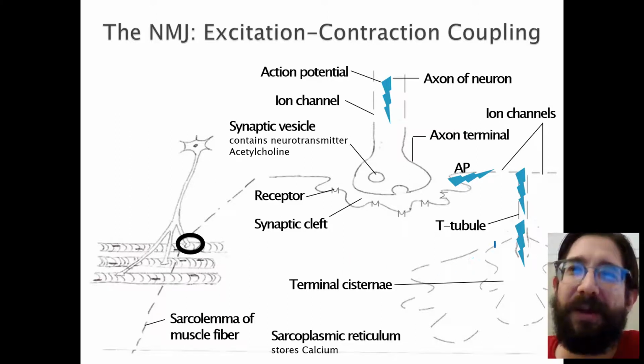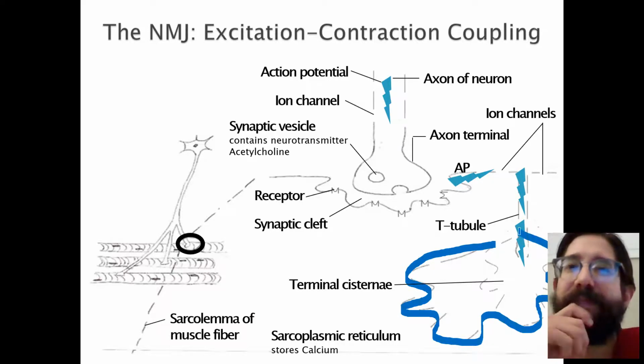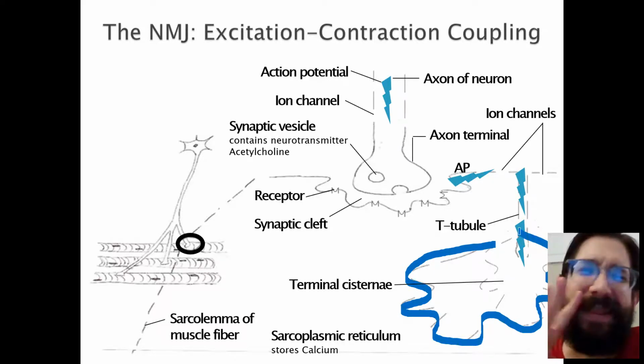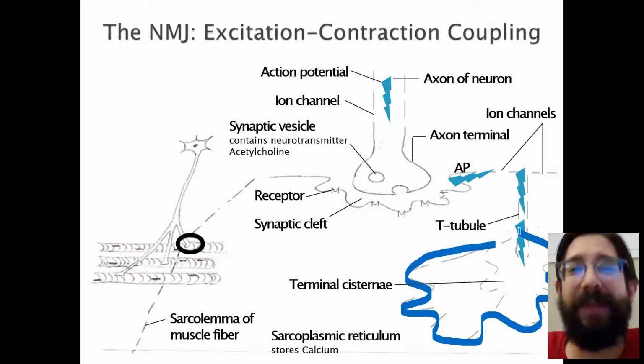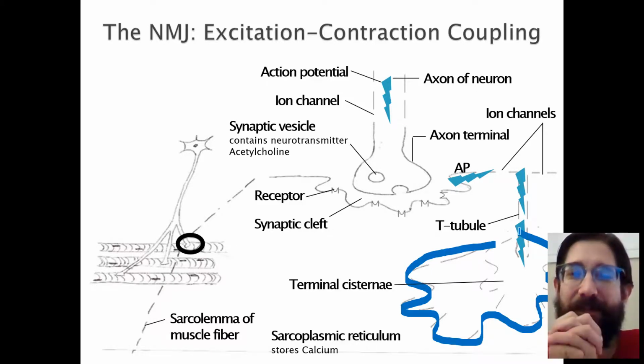And the storage unit is part of a bigger structure called the sarcoplasmic reticulum. This sounds very fancy. All it really is, it's the endoplasmic reticulum. But we're in a muscle fiber, and sarco means meat or flesh, which is what muscle is. So this just means the endoplasmic reticulum of the muscle cell. But what the sarcoplasmic reticulum does is store loads and loads of calcium.